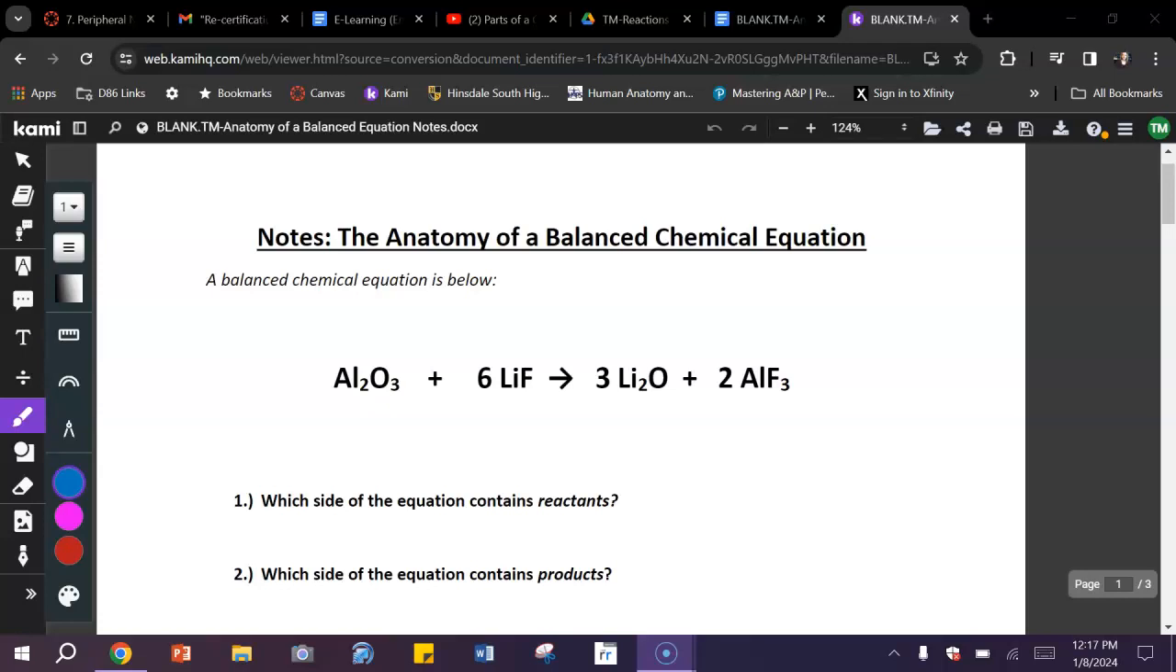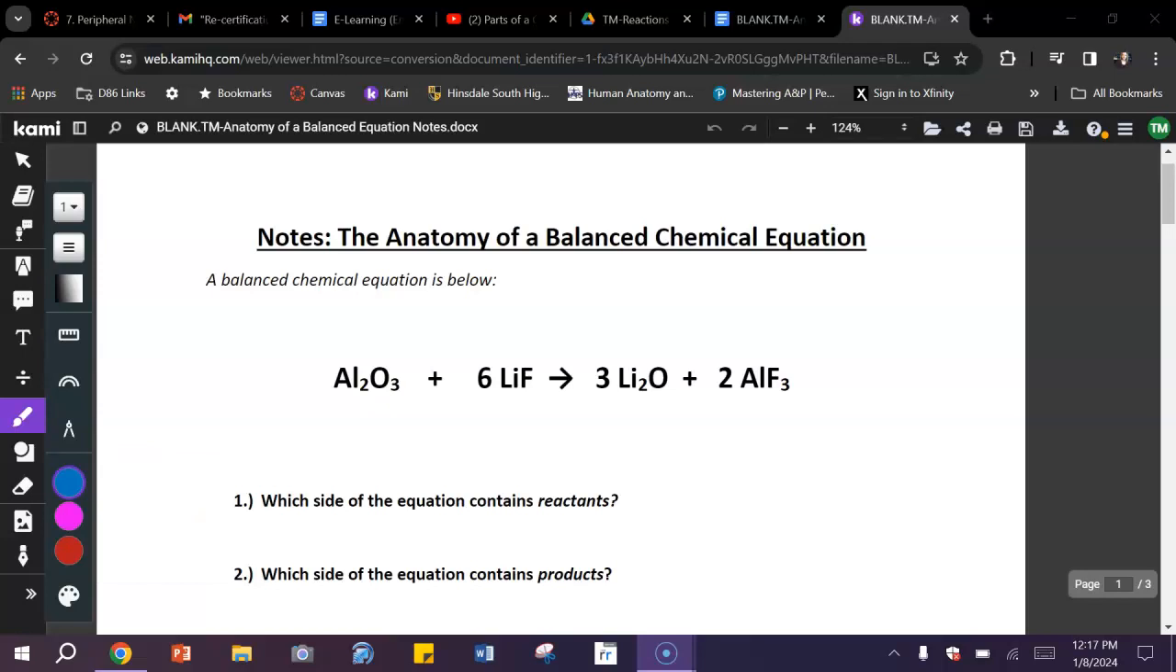So if you take a look at the very first equation that you have on your CamiDoc or on your packet page, you'll see that we have aluminum oxide and 6 lithium fluorides, and that they combine to yield 3 lithium oxides and 2 aluminum fluorides.